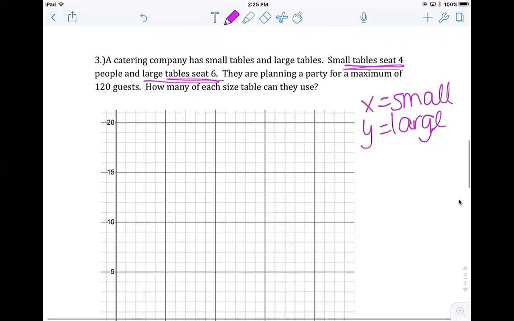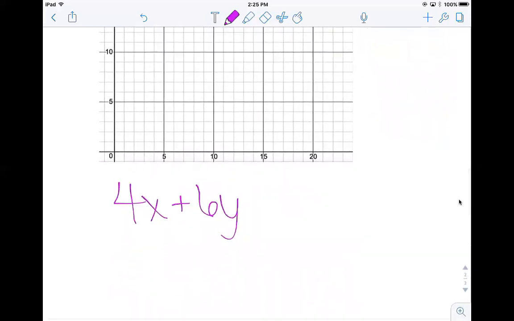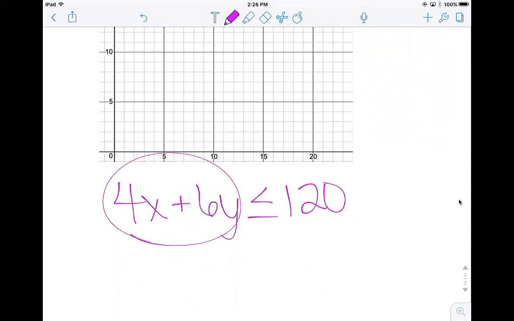And we have a maximum of 120 guests. So we know 120 is going to be over here. And we want this number, the number of people, it could be 120, but it can't be over that. So it has to be 120 or less. So it says a maximum of 120, so it cannot go over 120. So this is going to be less than or equal to.